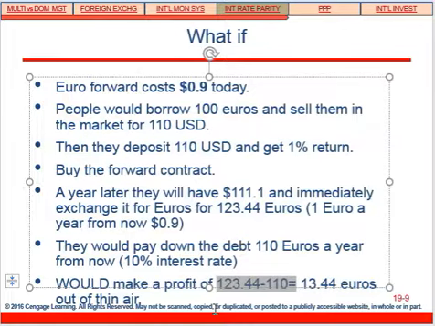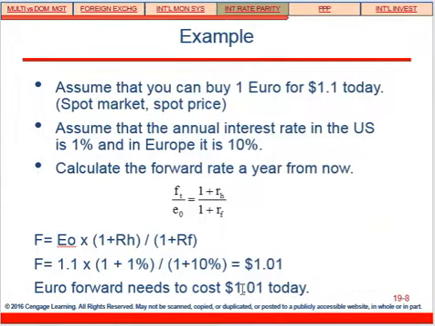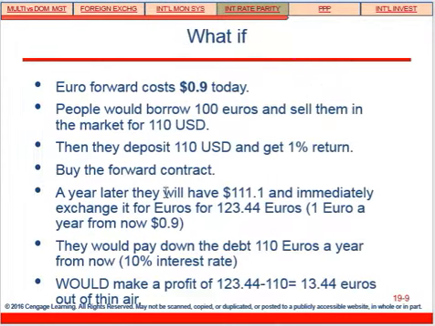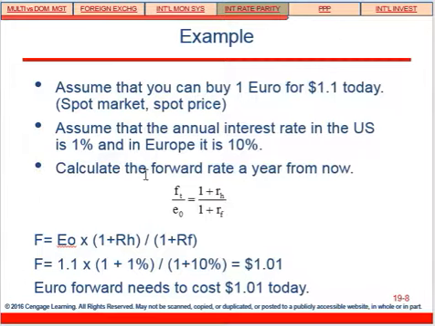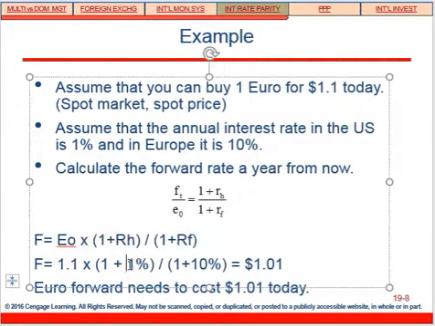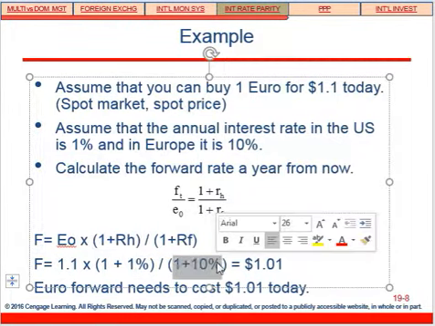So that's the reason why the forward cost cannot be 0.9. It can't be higher than 1.01 either. The reverse scenario would apply in that case. So that's why the forward rate of a currency is pretty much determined by the spot price and the interest rates at home versus the interest rates abroad, for the foreign exchange we are talking about.